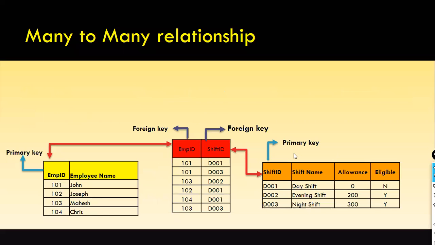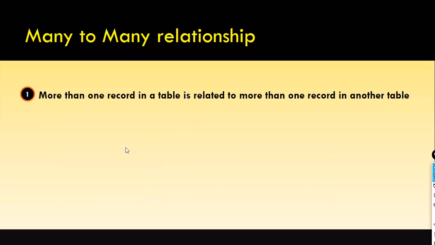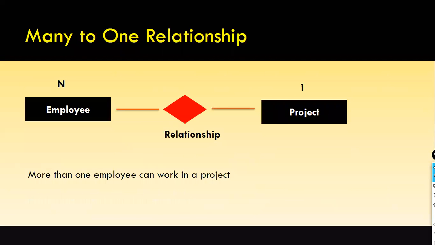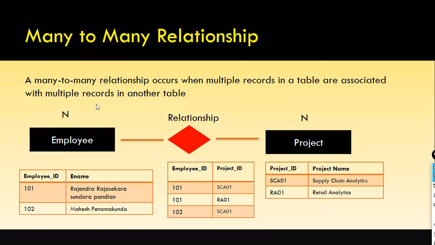Then something like this, right? In the call center, the employee and shift. An employee can work on more than one shift. Each shift can have more than one employee, right? This is another example for many-to-many relationship. Multiple records in a table associated with multiple records in another table. This is the example for this one.